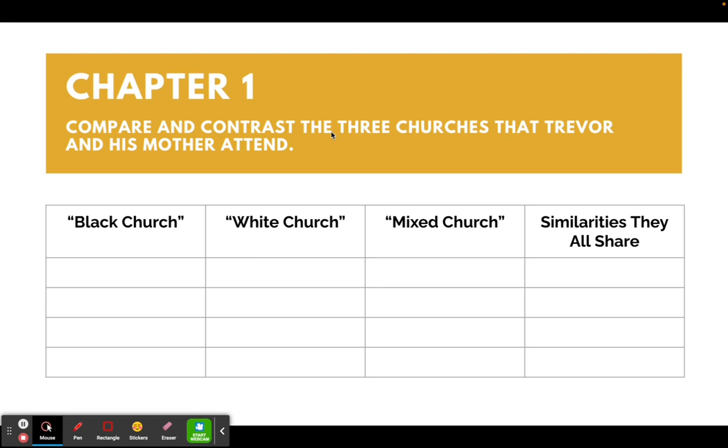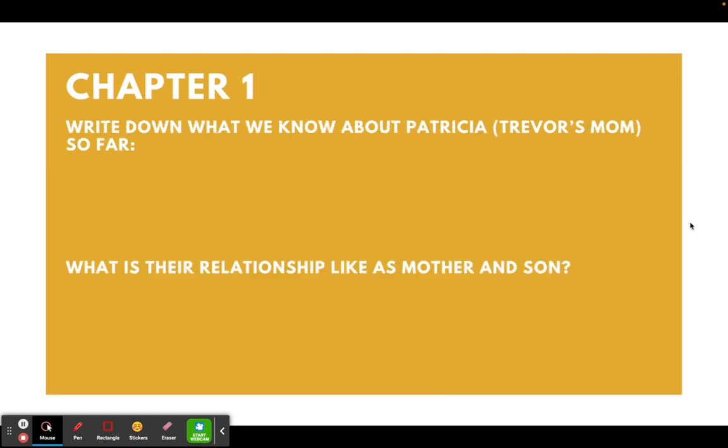And then after we start chapter 1, we're going to start taking reading comprehension notes. I want you to compare and contrast the 3 churches that Trevor and his mother attend: black church, white church, mixed church, and list any similarities that they share. So just jotting down some notes. What do you notice about how he describes each one? And then I want you to write down what we know about Patricia, Trevor's mom, so far. How does he describe her? What is her personality like? What does she look like? And then maybe describe what their relationship is like as mother and son.